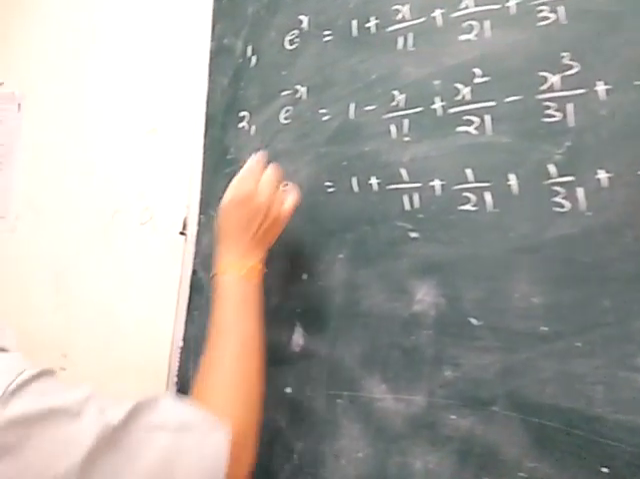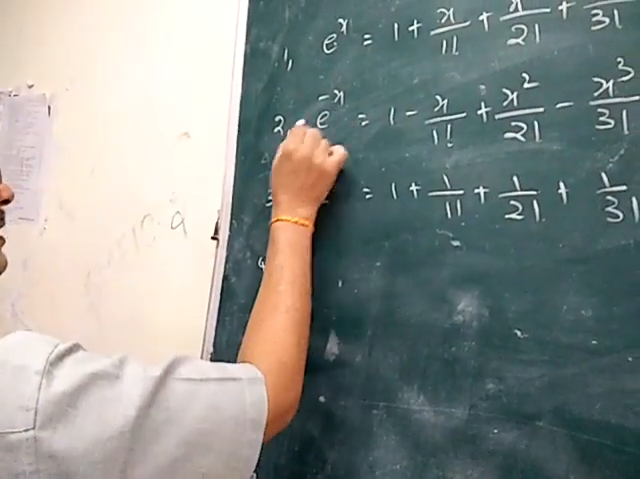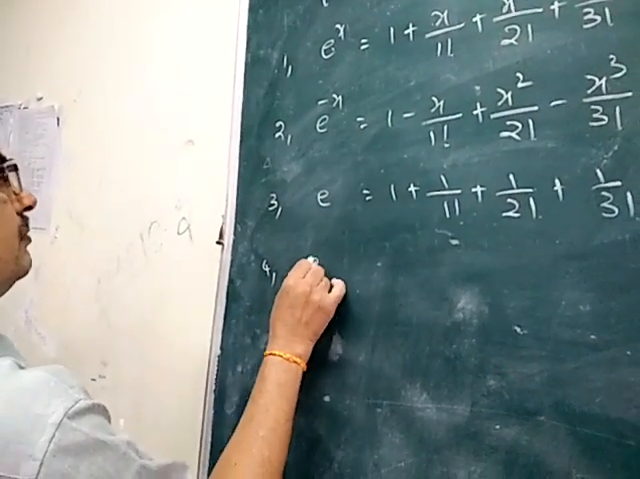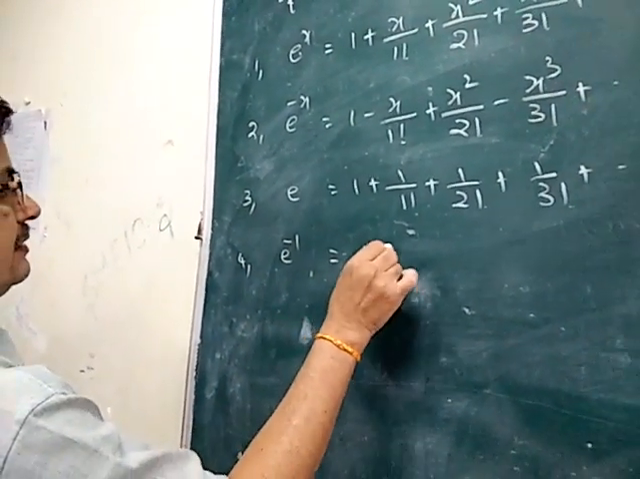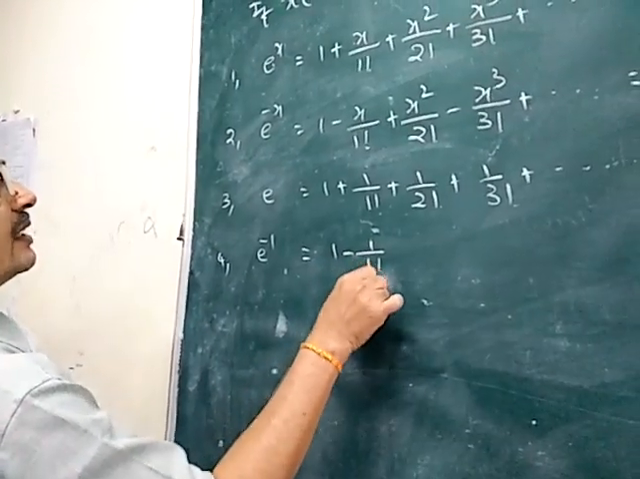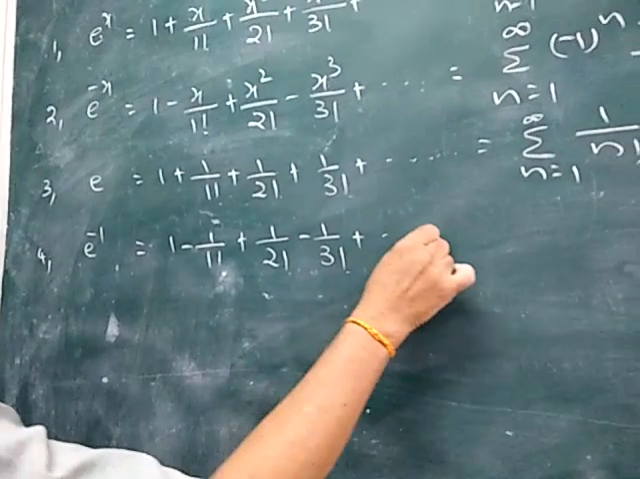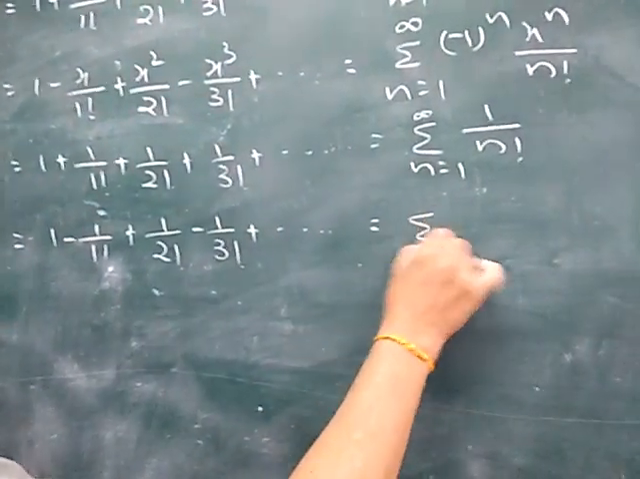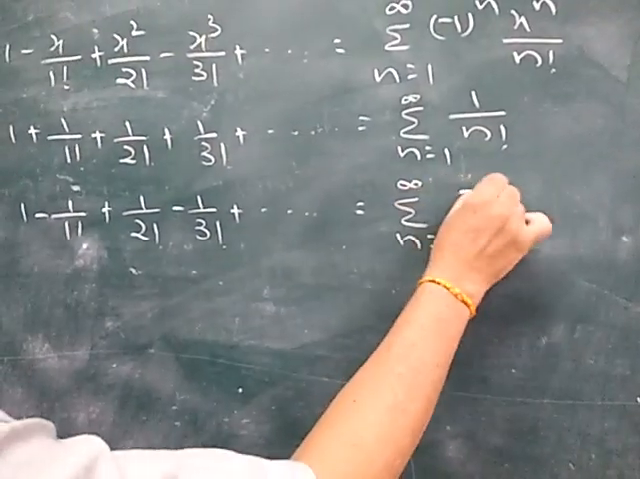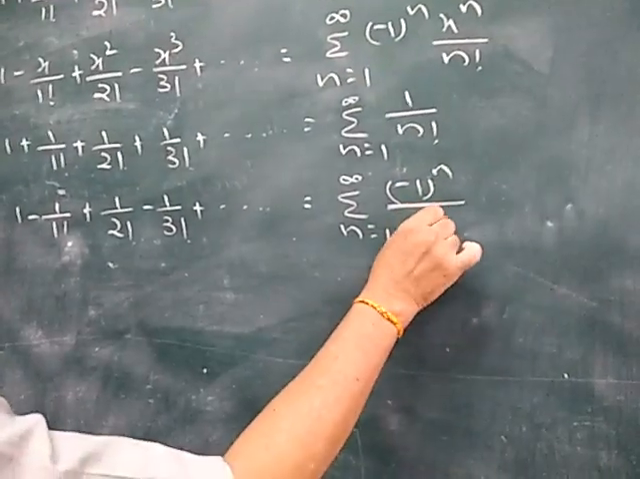And fourth one is when x is equal to minus 1, that is 1 minus 1 by 1 factorial plus 1 by 2 factorial minus 1 by 3 factorial plus so on, that is equal to sigma n is equal to 1 to infinity minus 1 to the power of n by n factorial.